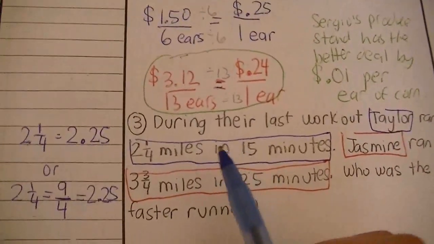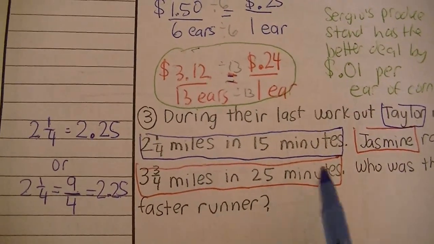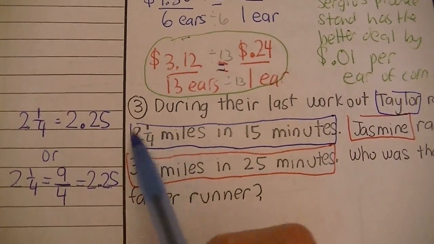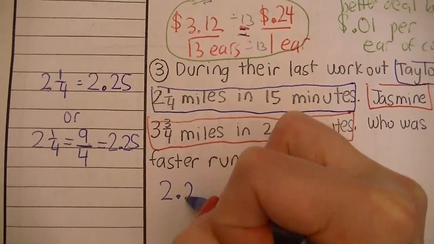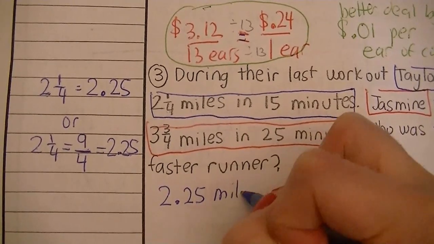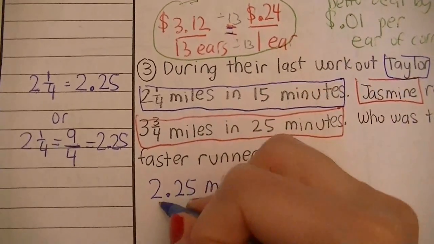Okay? And distance and cost go on the top. Time is always on the bottom, typically. So this would go on the top and label it. And that was in 15 minutes.